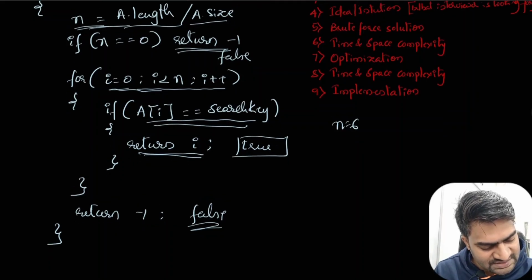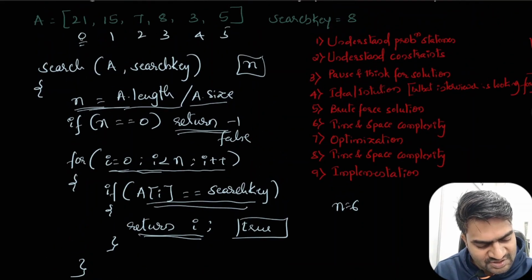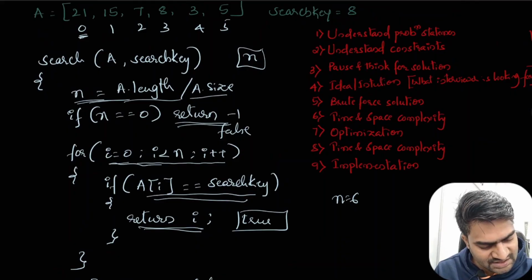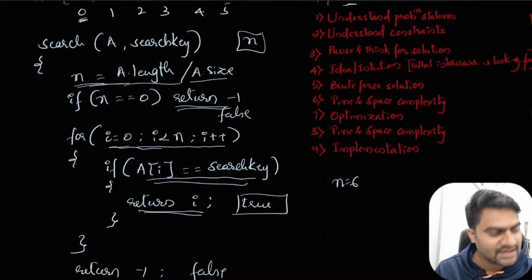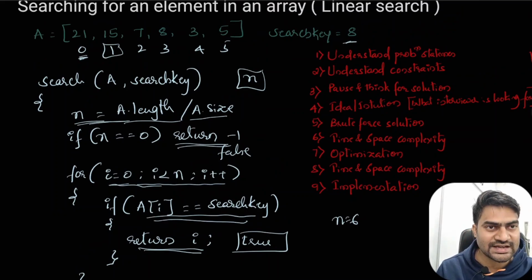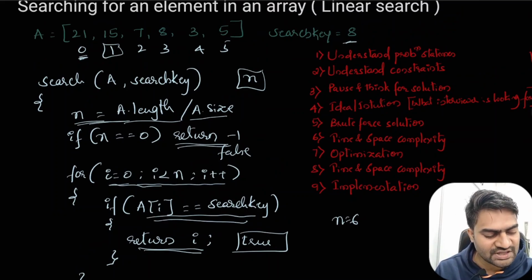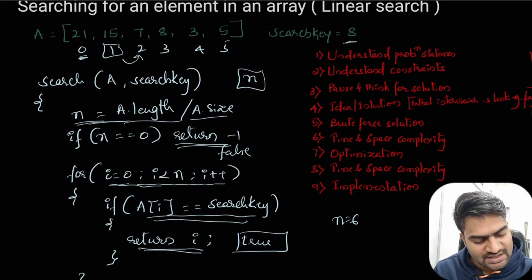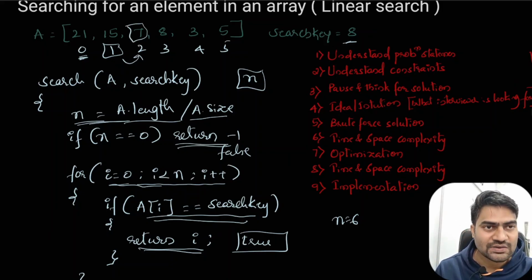Now it will start from i equal to 0, which means this particular index. Now it will check whether this 21 is equivalent to our search key. That is not the case, right? So it won't go inside. It will continue for the next index. So now it will go with index 1. Then it will check 15. 15 is not equal to 8, so it will skip the internal statement. Then it will move to the next index. Now it will check 7. 7 is not equal to our search key, so it will continue again.